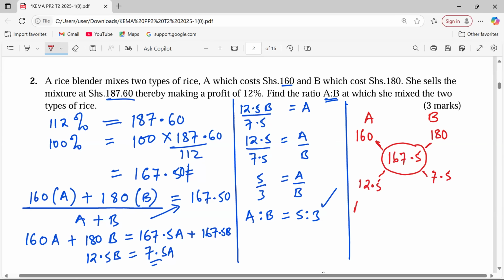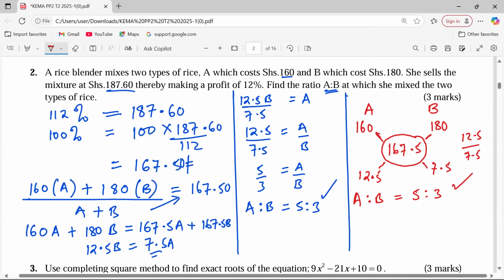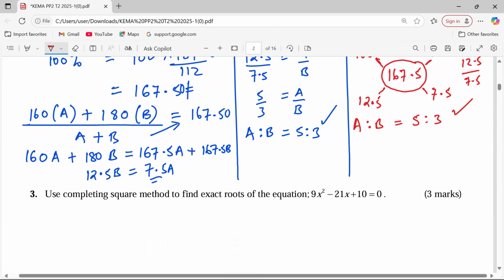So the ratio in which A and B have been mixed is 12.5. We simplify now because it is to 7.5, which gives us 5:3. So you can just compare the ratios in a very simple and quick way and get the answers. The method is already approved.